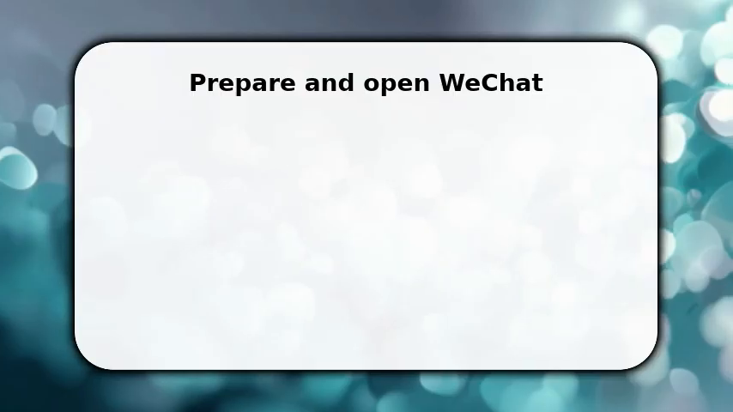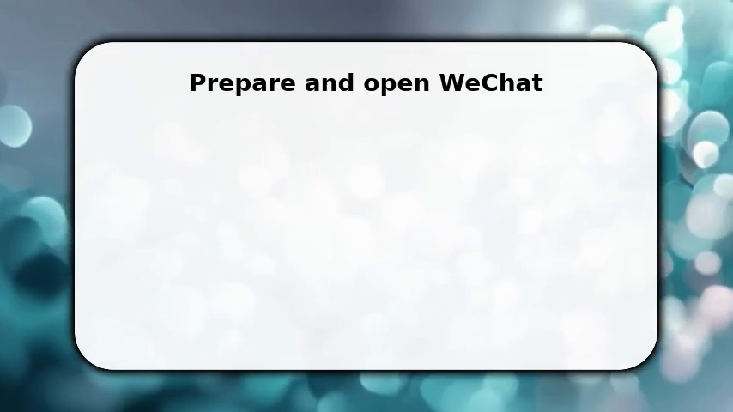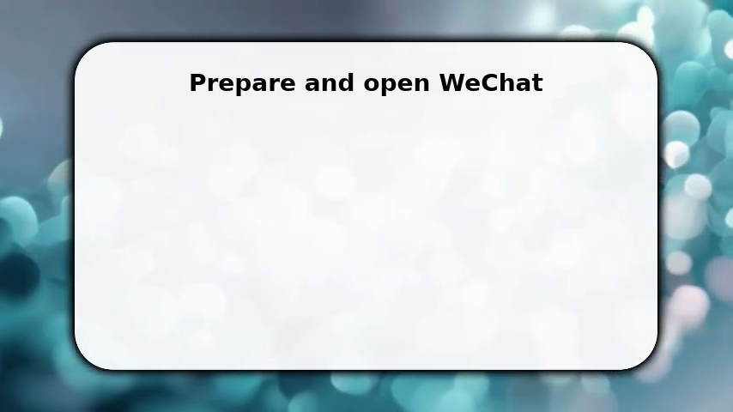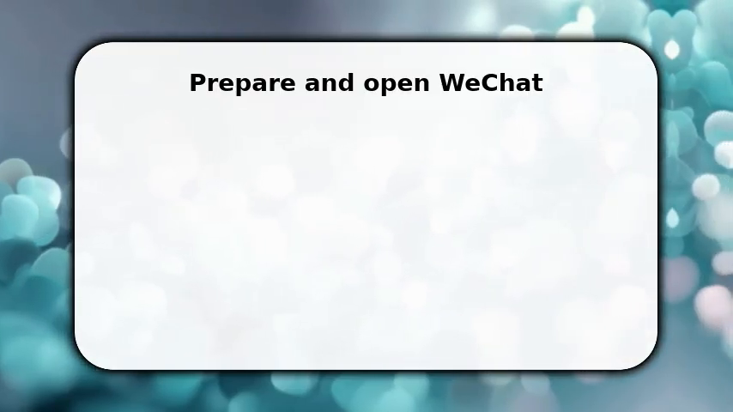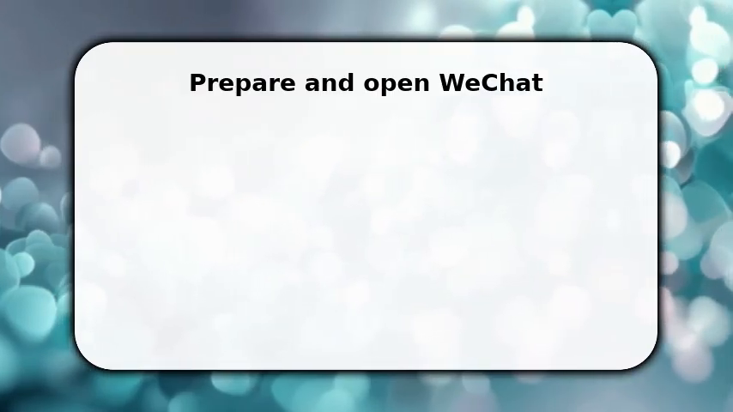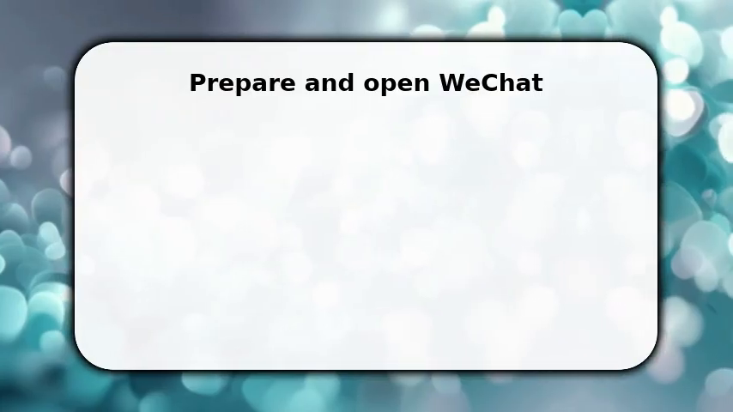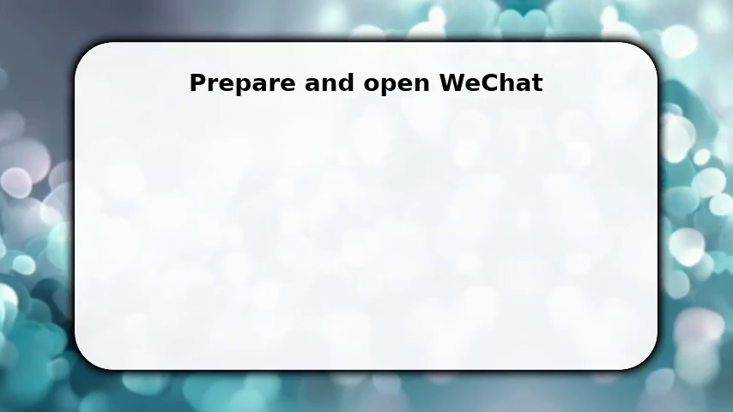Enjoy the video. You start by ensuring WeChat is updated and your phone has enough battery. This prevents interruptions. Next, back up any chats you need because clearing storage removes cached media. Once done, open WeChat and tap Me, then Settings, General, and Storage. You're now at the control panel that shows total storage use and per chat breakdowns.